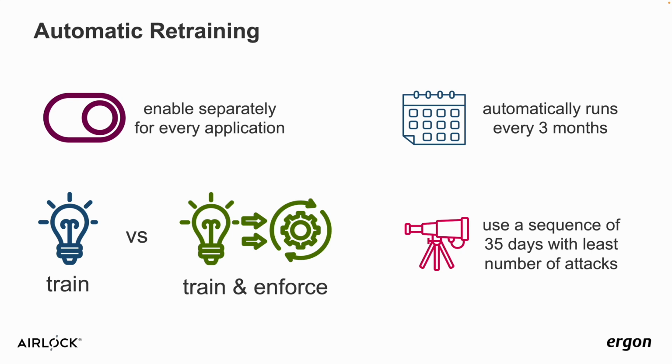And I would recommend that you enable the feature, train and enforce, because searching for 35 days with the least number of attacks is very difficult for a human to do, but the Anomaly Shield can do it automatically. And the results that we've seen with customers and test data are very encouraging, and this is a feature that you definitely want to turn on.